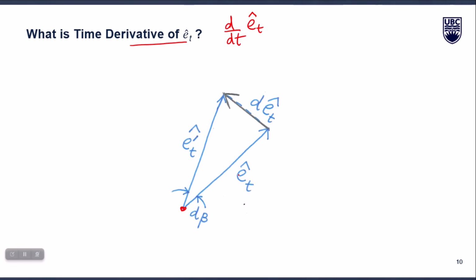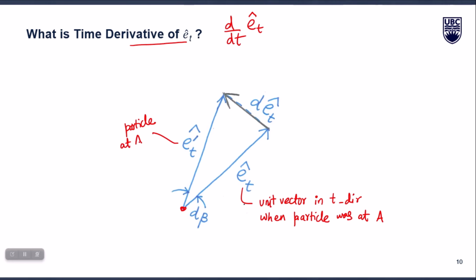So again I can write here that E sub t is the unit vector in t direction when the particle was at A, and E sub t prime is the same unit vector in t direction when the particle was at A prime. I simply draw it such that they both start from the same point.